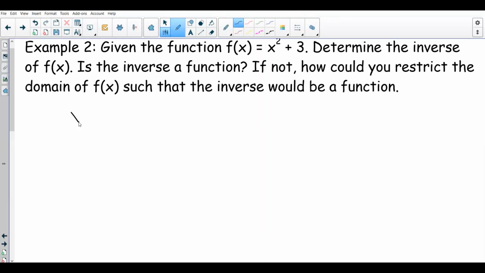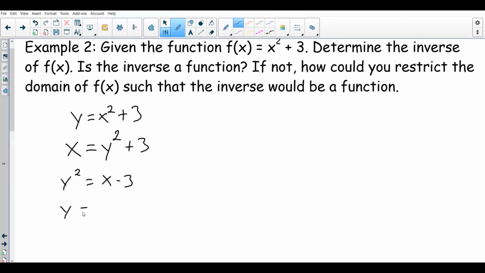Let's do it algebraically. So I've got y equals x squared plus 3. I'm going to switch the x and the y. We'll now get that y squared by itself. So I'm going to subtract 3 from both sides, and I'm just flopping sides of the equation as well. Take the square root, and I get positive or negative the square root of x minus 3. Okay, so that's two functions, right?